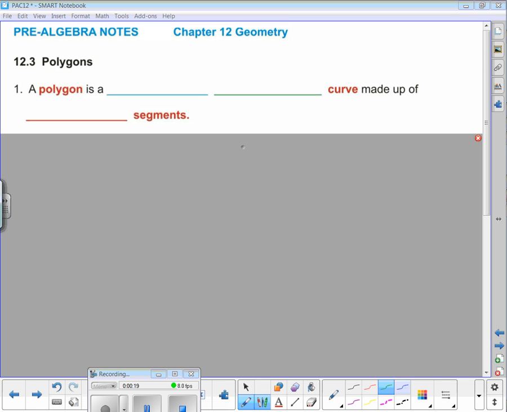All right. 12.3, polygons. Polly wants a cracker. All right, that would be something else. Here we go. Polygons. Number one, a polygon is a, first word in blue, simple.